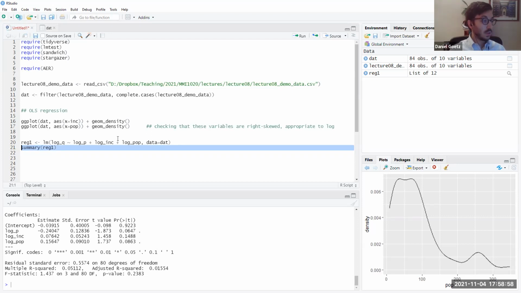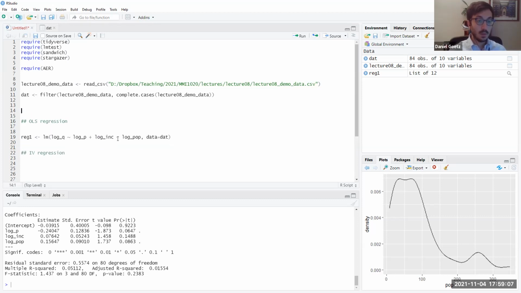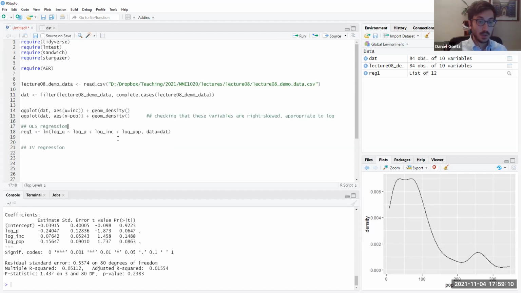Very good. So what's our solution? It's the IV regression. I'll put these up here since that was just data exploration, right? So we have our OLS regression. We have our IV regression. So here's a new command. We'll store this as ivreg1. The command is just ivreg. We have our same log Q, and then we have log income and log pop, as well as log P.